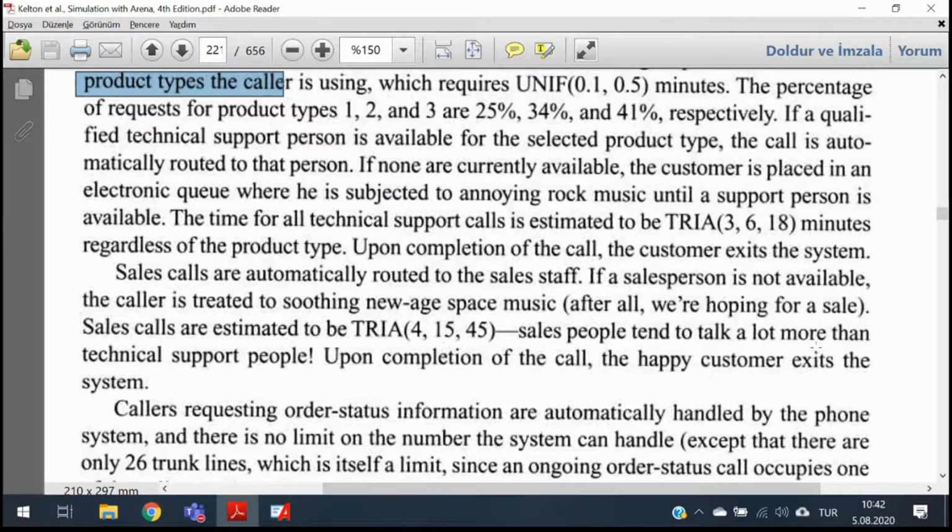Salespeople tend to talk a lot more than technical support people. Upon completion of the call, this happy customer exits the system.